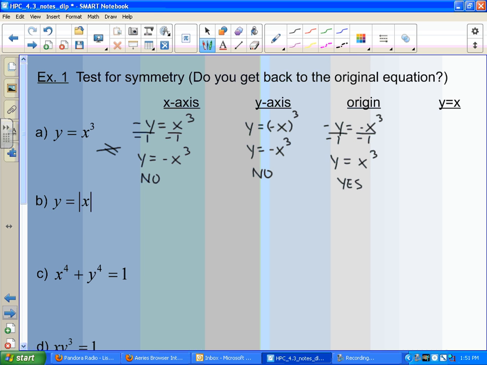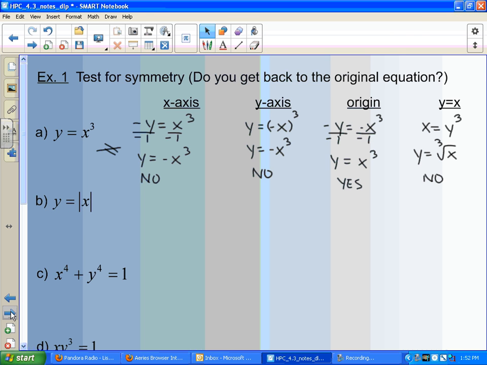All right, so there's our only symmetry so far. And then for y equals x, we flip. Make the x become the y, make the y become the x. So now this is x equals y cubed. Solve that for y, and we get y equals the cube root of x. And that is not the same thing as y equals x cubed. Because they are different, there is no symmetry there as well. Okay, now let's go look at the graph and see why it is only symmetrical around the origin.